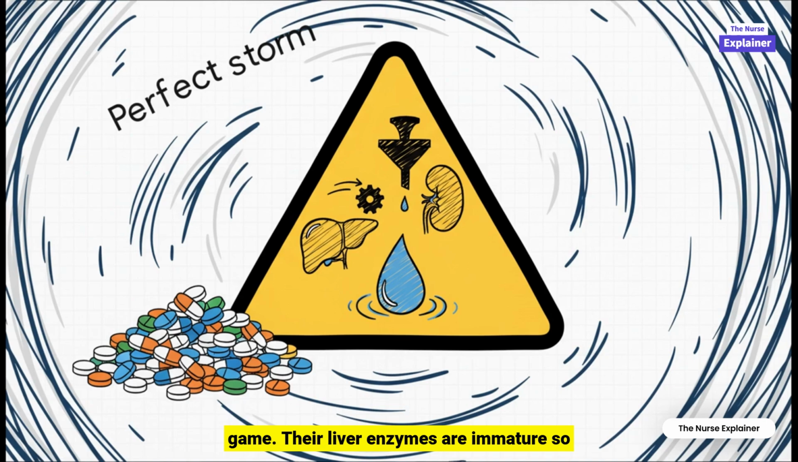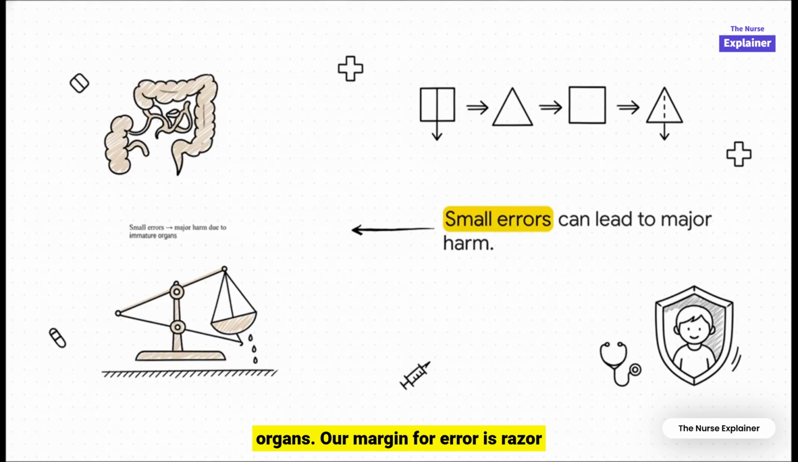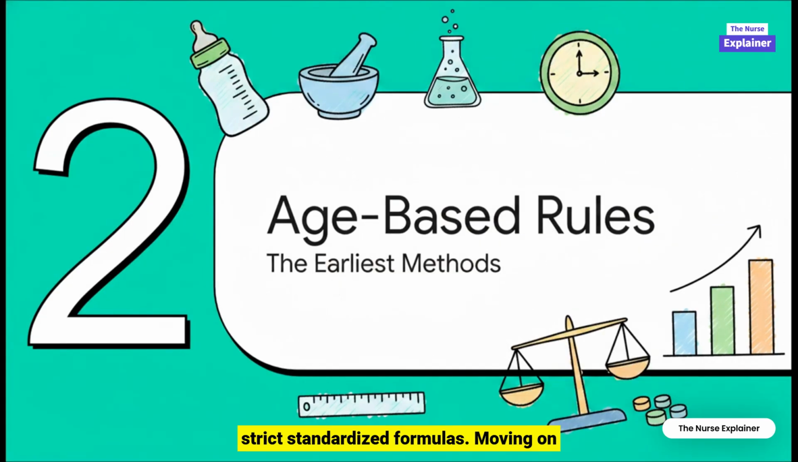Their liver enzymes are immature, so drug breakdown is way slower. Their kidney filtration, specifically the GFR, is totally underdeveloped, which keeps drugs circulating in the blood for much longer. Throw in a higher percentage of total body water, and the danger becomes crystal clear. If you give a kid an adult dose, or even some arbitrary half dose, that drug is going to build up fast, risking severe, life-threatening toxicity. Because of those immature organs, our margin for error is razor thin. Even the tiniest mathematical slip-up can be disastrous, and that is exactly why we rely so heavily on strict, standardized formulas.